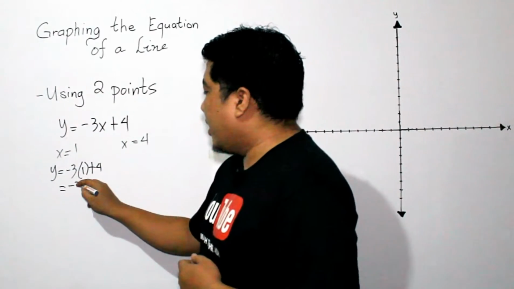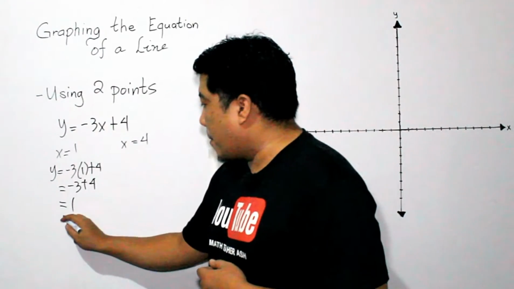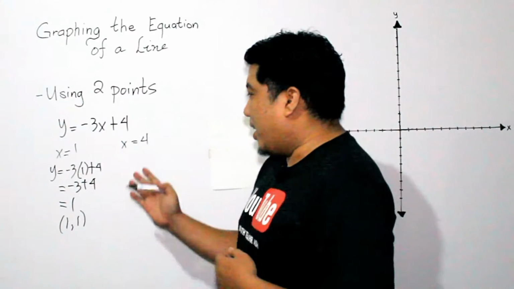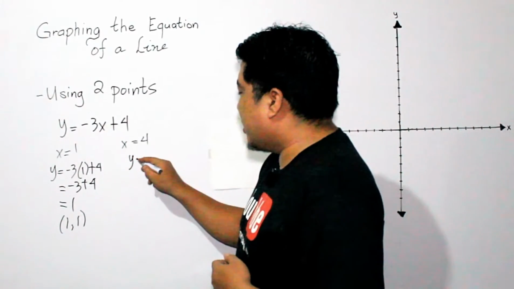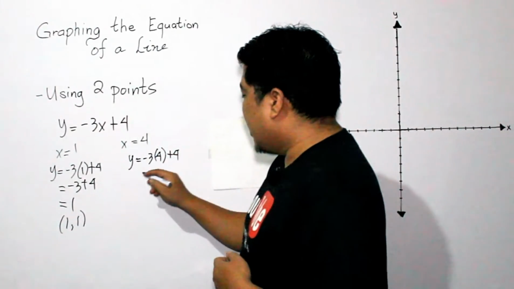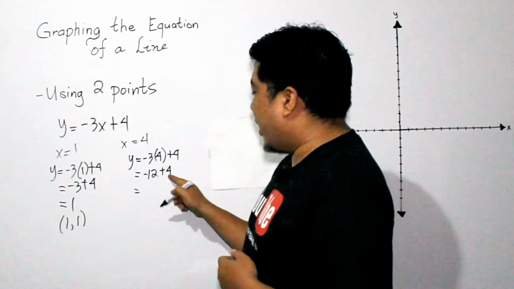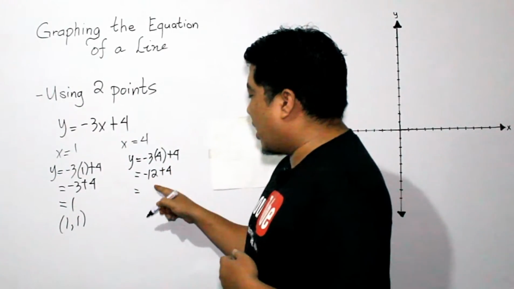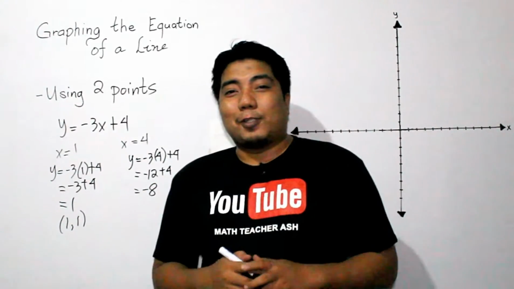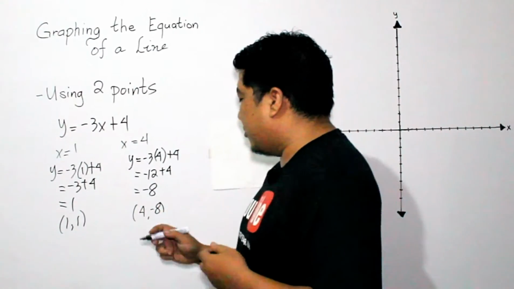And that will give me negative 3 plus 4, which is equal to positive 1. Therefore, my coordinates are 1, 1. Easy, right? Now, how about 4? We have y is equal to negative 3 times 4 plus 4. This will give me negative 12 plus 4, which, if I add numbers with different signs, will become negative 8. Okay, so for my ordered pair, I have positive 4, negative 8.